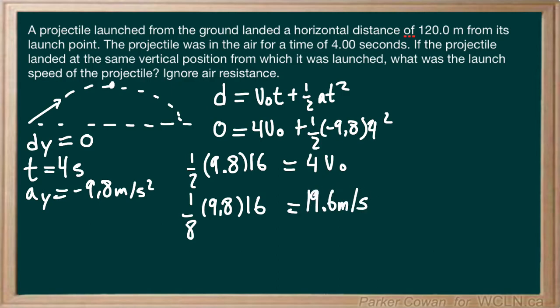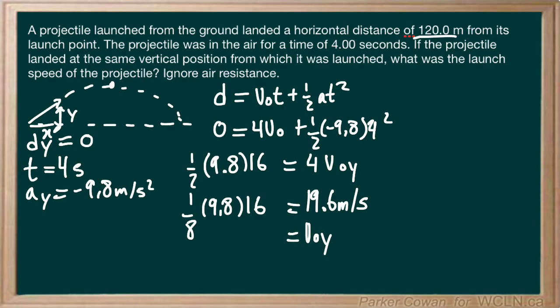And so this is V0y. It's important that we note that because we're using the acceleration in the y direction and the distance in the y direction, that's just our initial velocity in the y direction. But we need to find the speed of the projectile, so we're going to need to find the magnitude of not only the y, but also the x. Luckily for us, the x is a lot easier to find because there's no acceleration in the x.